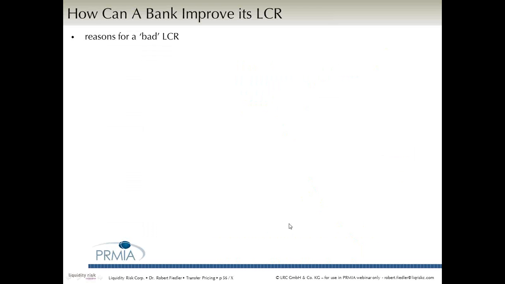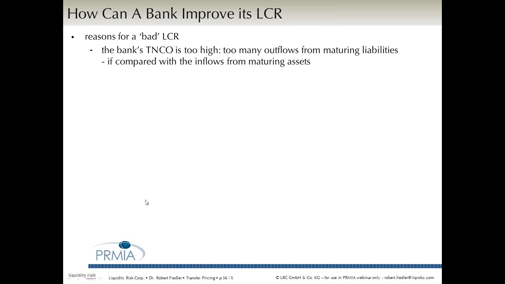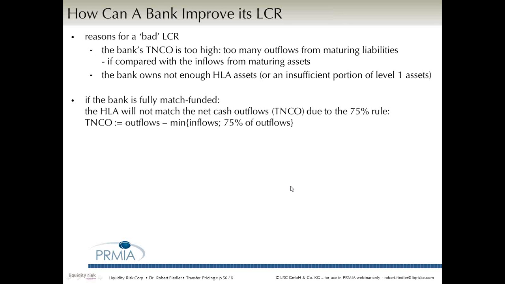Okay, now the question is, how can a bank improve its LCR? What are the reasons for bad LCR? Well, it's too many outflows from maturing liabilities, not enough assets. The problem is, if the bank would be fully match funded, it still would have to reserve 25% extra HLRs because of this 75% rule. That means even a fully match funded bank cannot assume it's flat in the LCR and might need to improve the LCR.